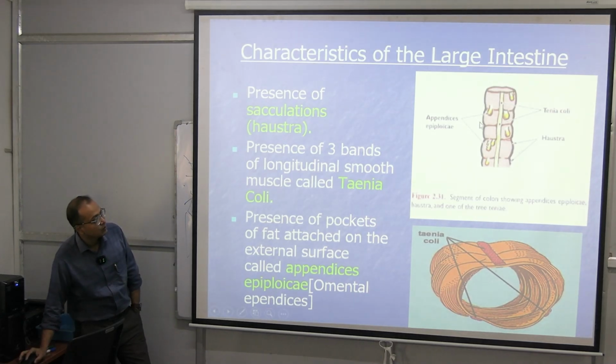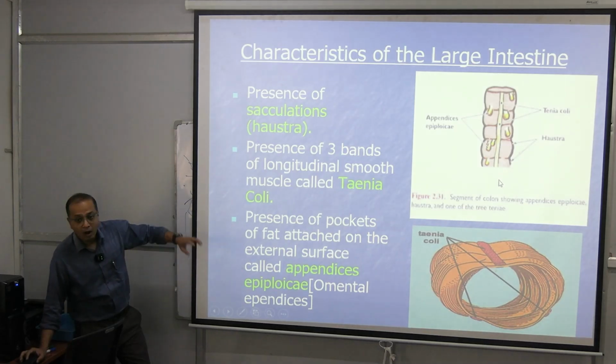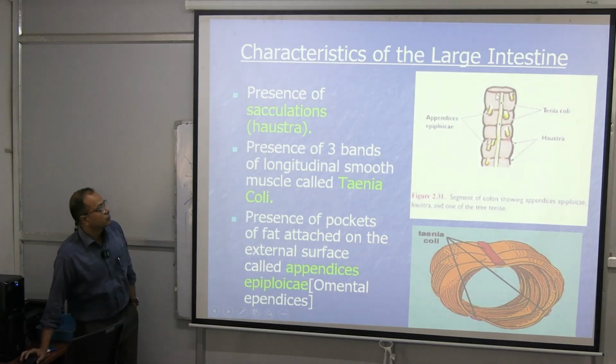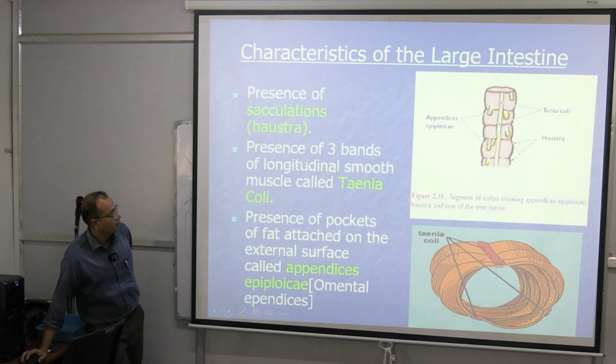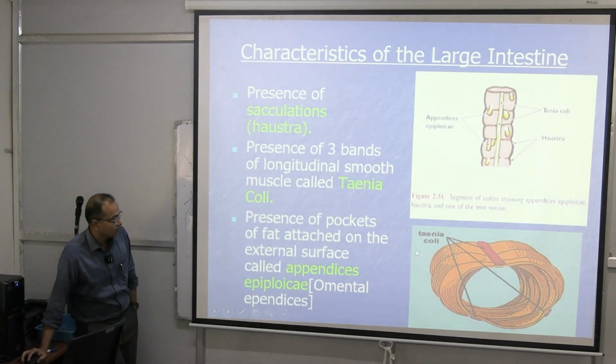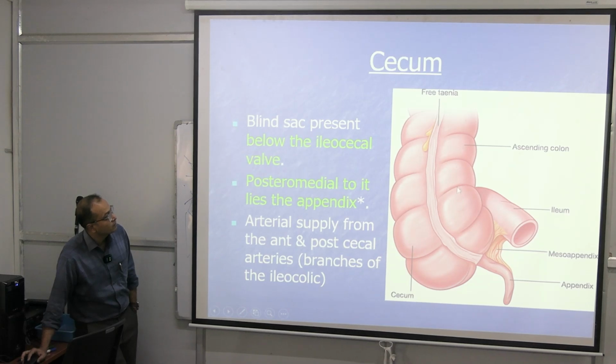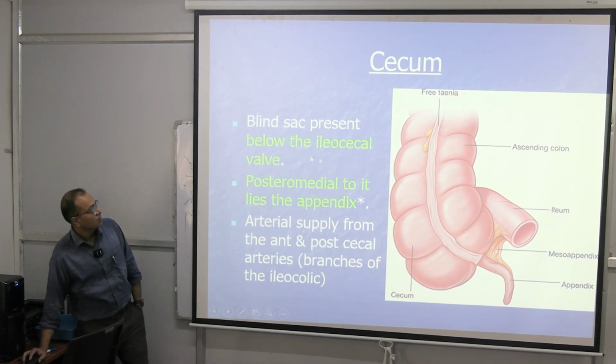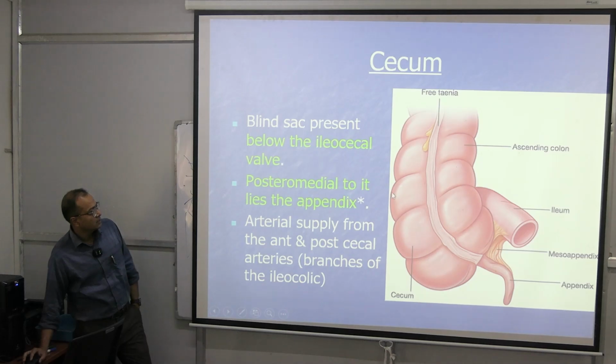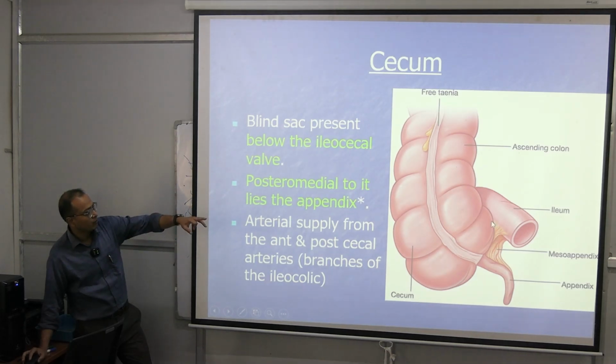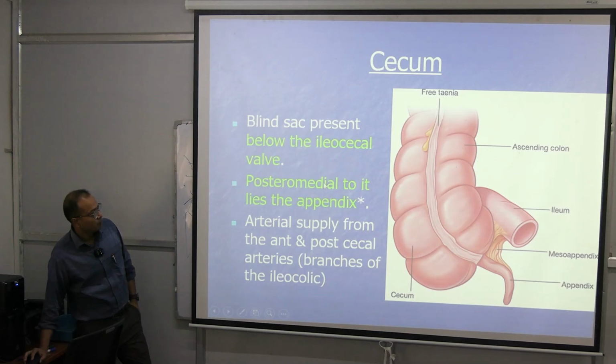What do you mean by sacculation? What do you mean by the tenia? And how many bands are there? Three of them. But at least you should know the tenia coli, which is a muscle band, a ribbon-like band, and these fat pouches. These pouches we call appendices epiploicae. Then we have this blind pouch, the cecum, which has a valve here, the ileocecal valve, between the cecum and ileum. It lies in this part, controlling the flow. And posteromedial to it, we find another blind pouch, the appendix.